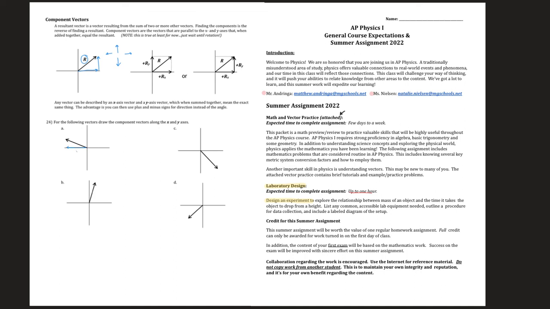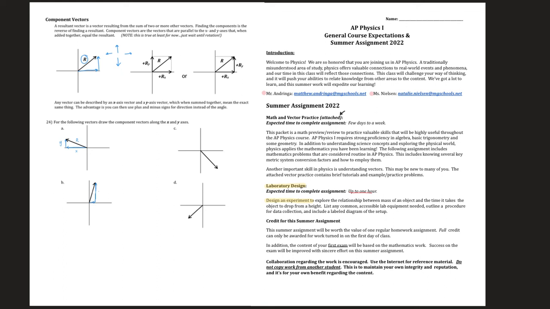So for A, that vector points to the left and it points up. So there's a component that points to the left, that's our x component, and there's a component that points up, which is our y component. And the one that's already there is our resultant. You can label them x and y, you can label them rx, ry. Okay, that one that points to the left, that's negative, left is negative, so that should be a negative x.